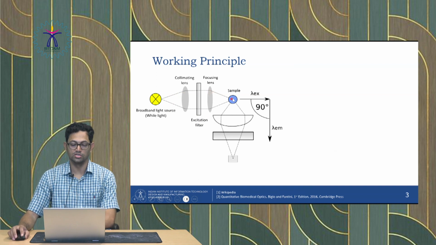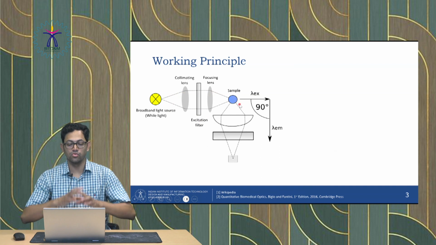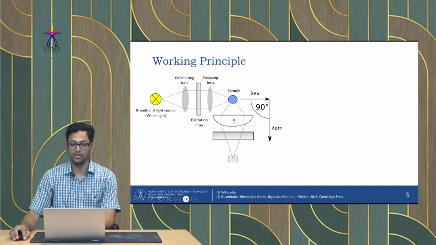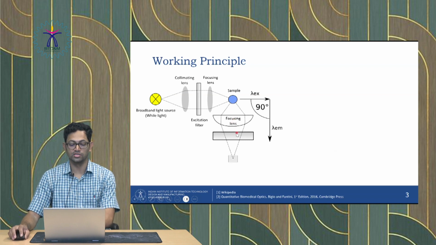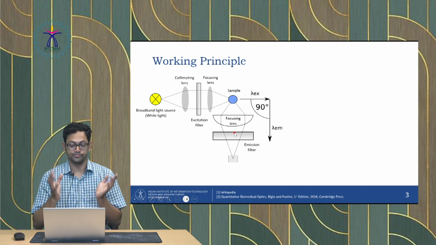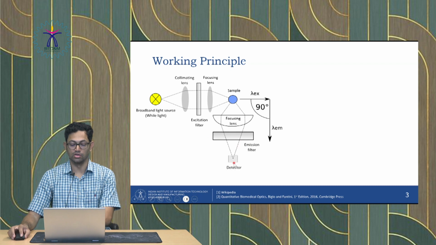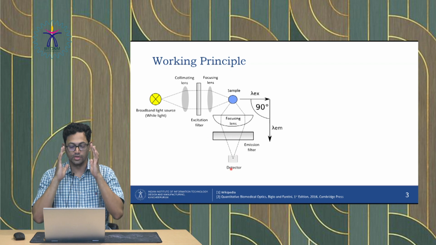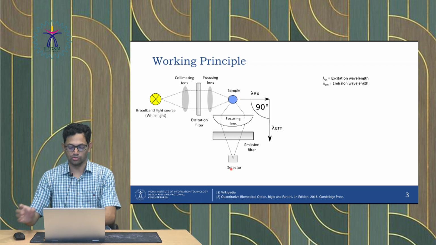onto a sample. This blue region over here is the sample, and the light is going to scatter in all directions. We try to capture it especially at a 90-degree angle, using a focusing lens and the emission filter, right? This is the light emitted by the sample, which is why it is known as an emission filter. So we use an emission filter, and the light which is focused is given to the detector to detect. This is the working principle of fluorescence spectroscopy, right?